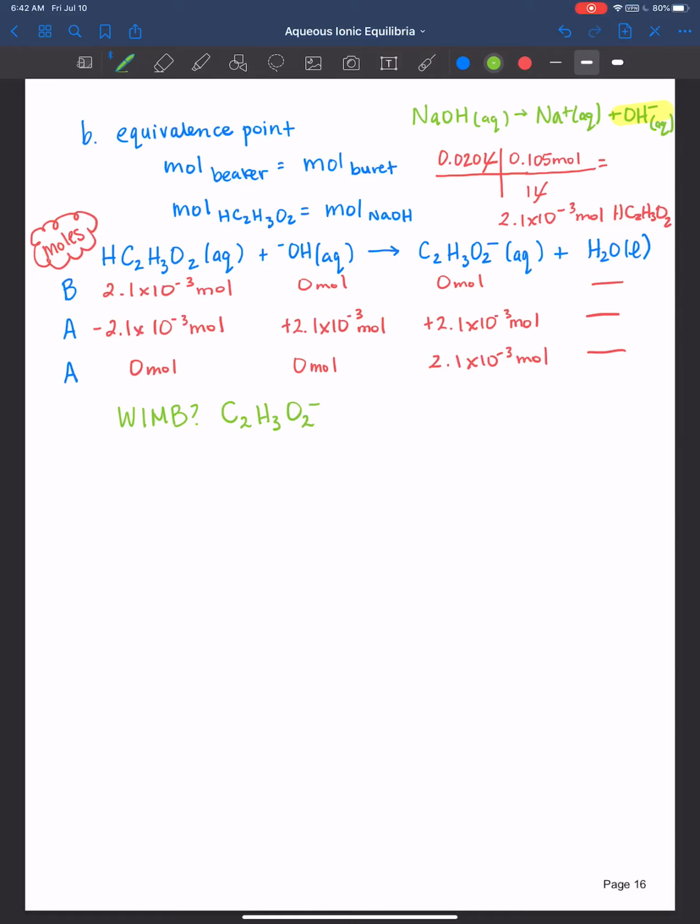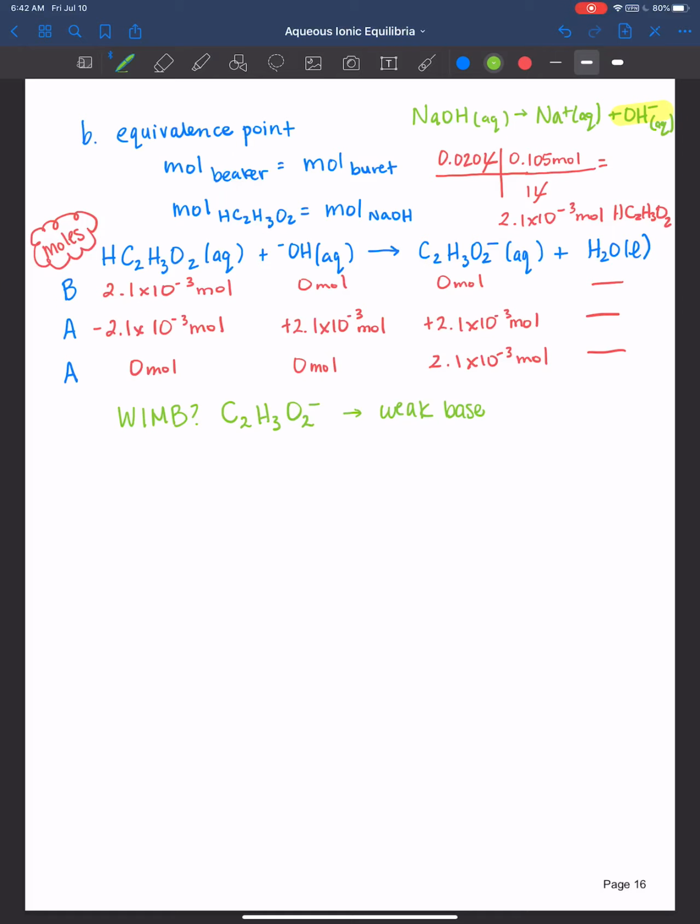And that is the conjugate base of a weak acid, so therefore it is a weak base itself. And so basically you'll have a weak base equilibrium. Now part E is asking for the pH, so I'll do that in a little bit. We'll come back to this again.